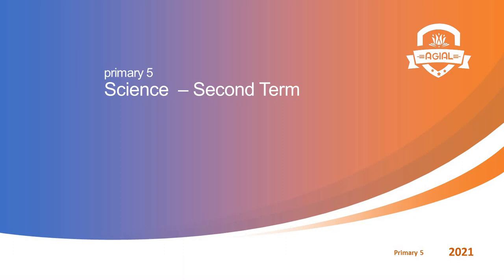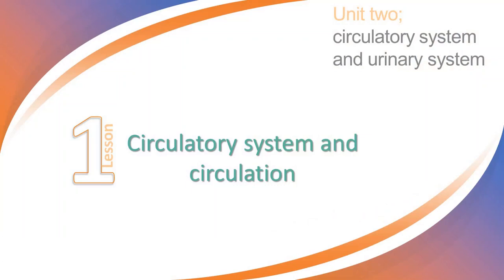But firstly, let me remind you, in our previous studies, we said that the body of living organisms is made up of a group of systems that are working together in full harmony to keep the human alive. For example, in grade 4, we talked about the digestive system and the respiratory system. In this lesson, we will talk about the circulatory system.